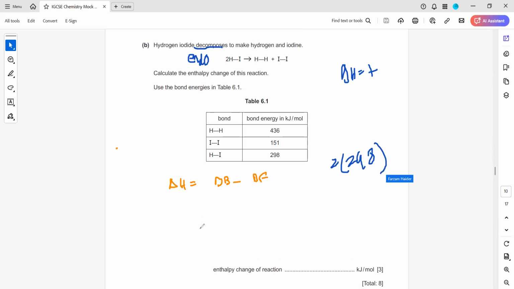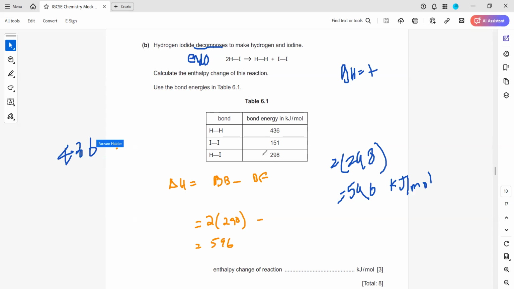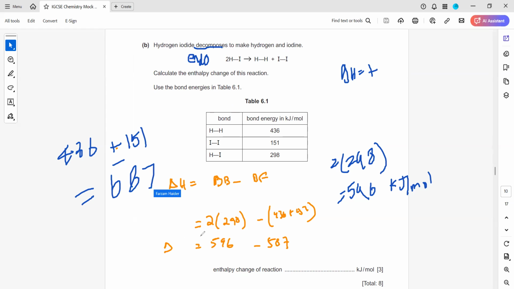Bond breaking is 2 times 298, which makes 596. Then the bond forming energy is 436 plus 151, which is 587. So 596 minus 587 is 9. Plus 9, sir. So plus 9 is the answer.